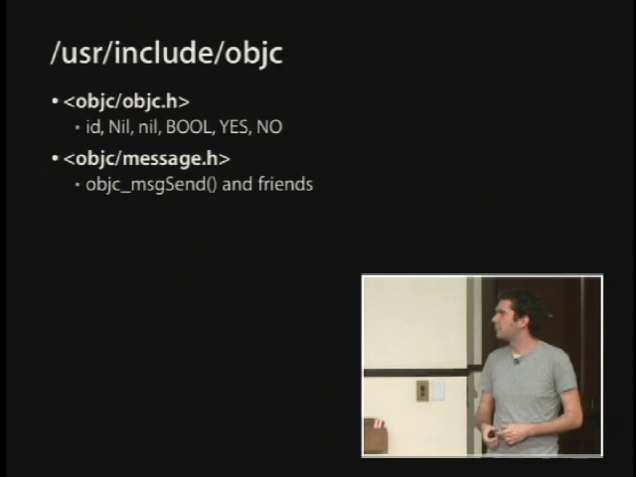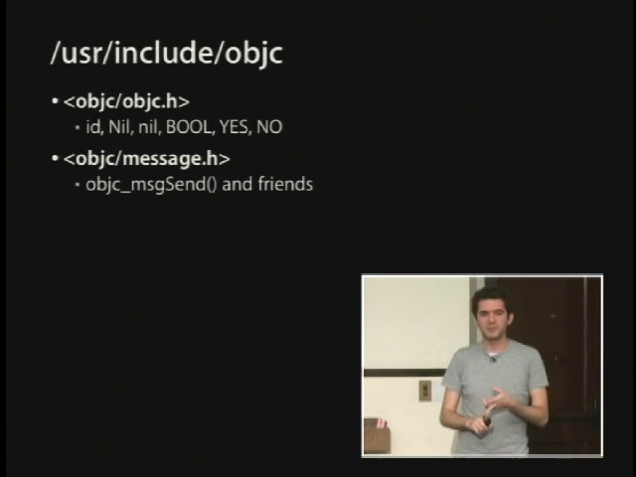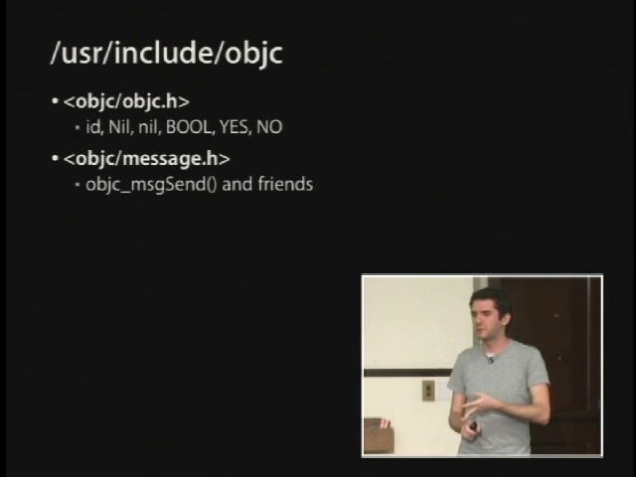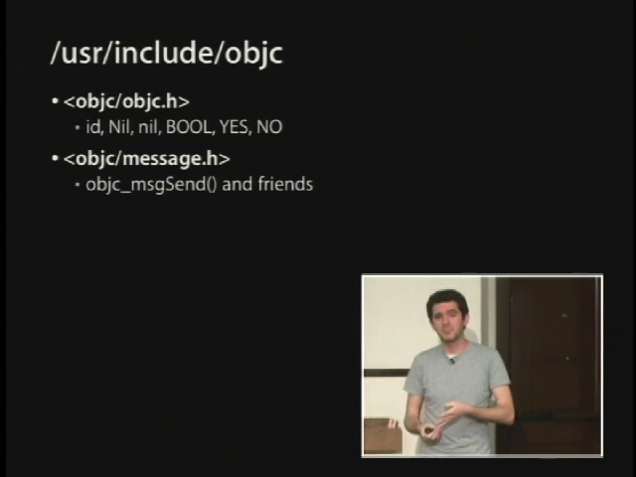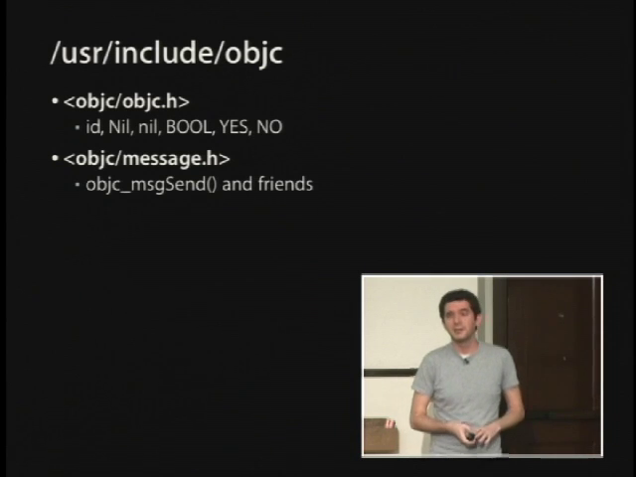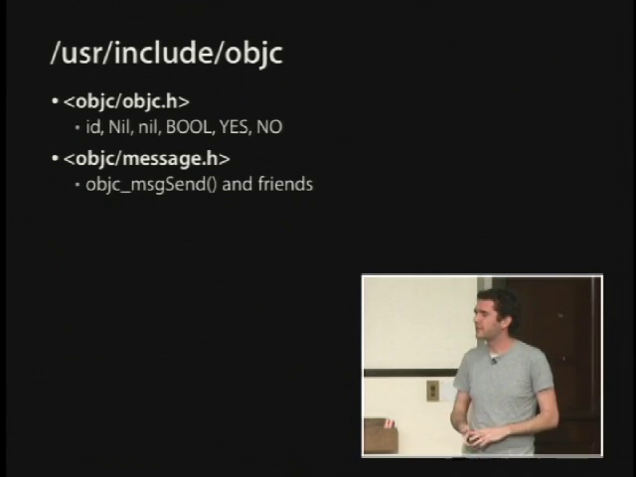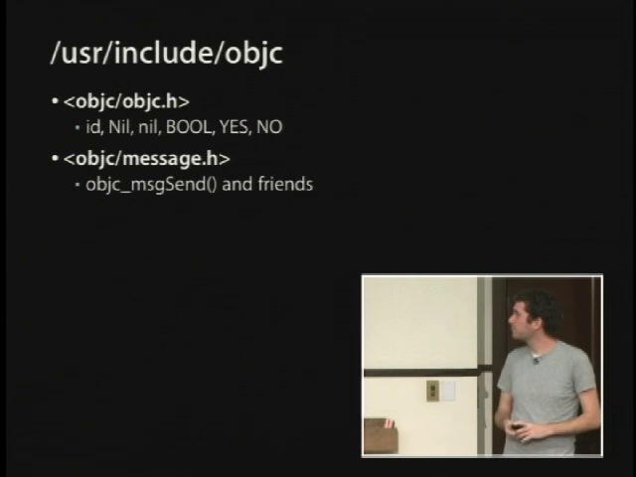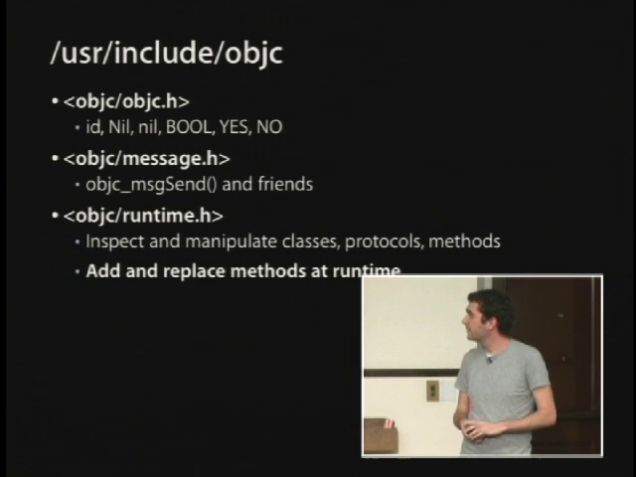And there's actually a couple of them. There's objc_msgSend, there's objc_msgSend_fpret for messages that return floating point values, and objc_msgSend_stret for methods that return structures. But objc_msgSend is probably the most common one. It's used for anything that returns an integral value or a pointer or an object. Those are all defined in objc/message.h.